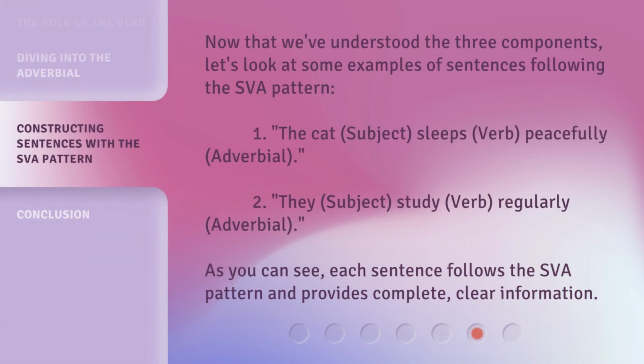Now that we've understood the three components, let's look at some examples of sentences following the SVA pattern. 1. The cat (subject) sleeps (verb) peacefully (adverbial). 2. They (subject) study (verb) regularly (adverbial). As you can see, each sentence follows the SVA pattern and provides complete, clear information.